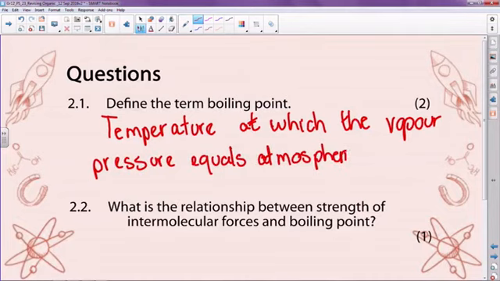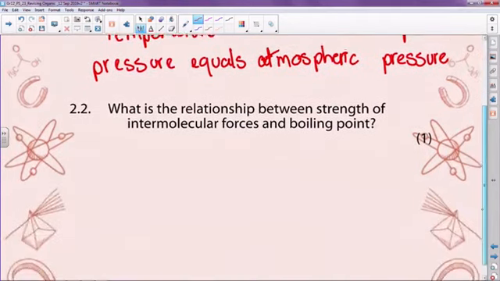That's actually quite important because water boils on Mount Everest at significantly lower than 100 degrees because the atmospheric pressure is so low that the water starts to boil really, really quickly. Okay, I don't even think it's 10 degrees and it starts to boil because the vapor pressure equals the atmospheric pressure really, really quickly. All right, that's the first thing. Now, they ask you, what is the relationship between strength of intermolecular forces and boiling point?